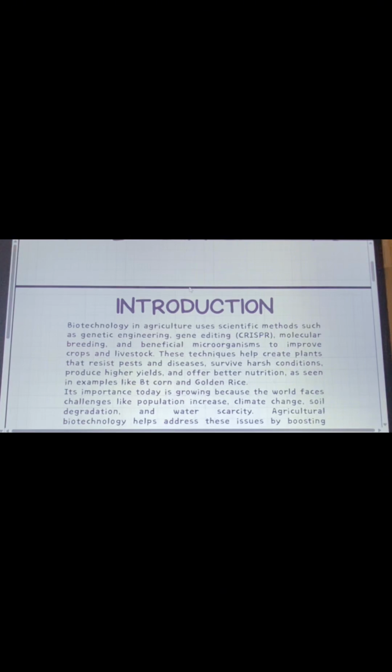microorganisms. Through these methods, scientists can develop crops that resist pests and disease, tolerate drought or poor soil, produce higher yields, or contain improved nutrition values. For example, Bt corn, engineered to resist the corn borer, and golden rice, which is enriched with beta carotene to help combat vitamin A deficiency.